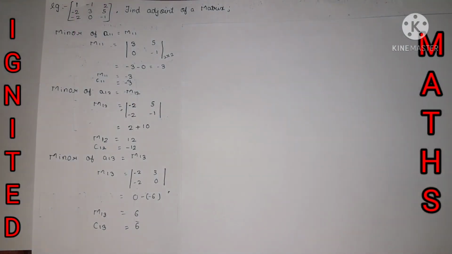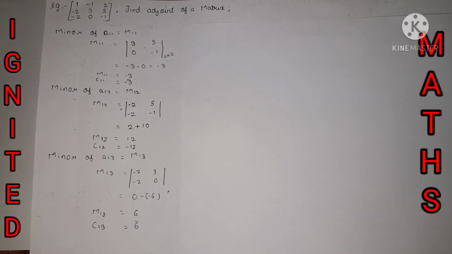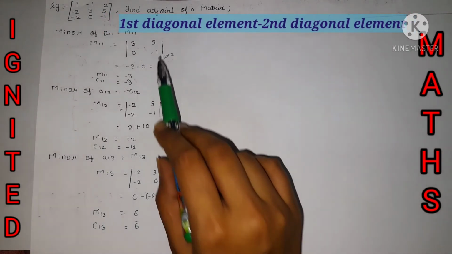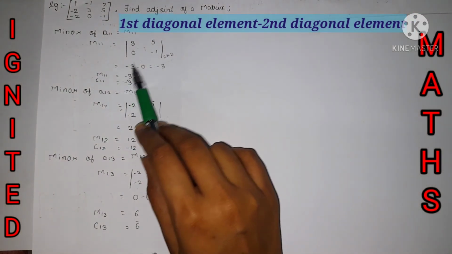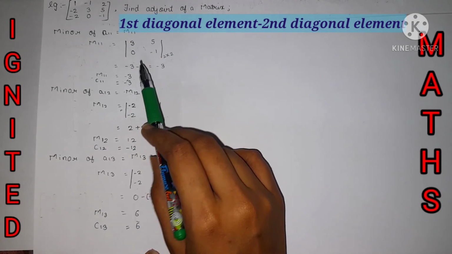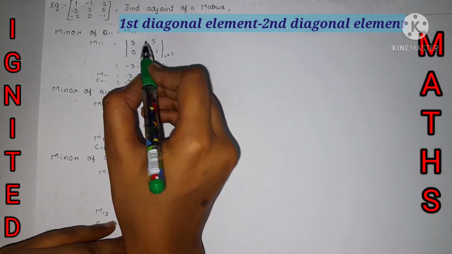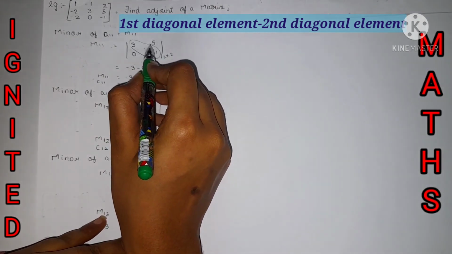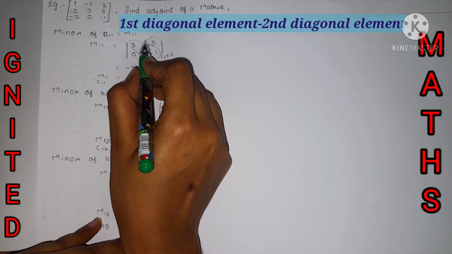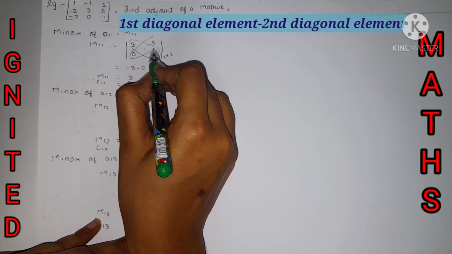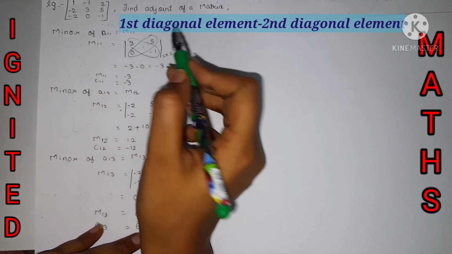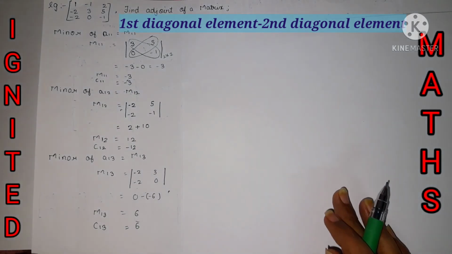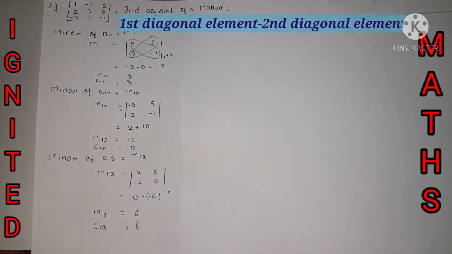Regarding finding the value of the determinant by the expanding method, we have already posted a video, so please go through the description link. But still we are going to explain it over here. For finding the value of a 2 cross 2 determinant, we need to multiply the first diagonal element and subtract the second diagonal element. This is the explanation for finding the value of the determinant of a 2 cross 2 matrix.